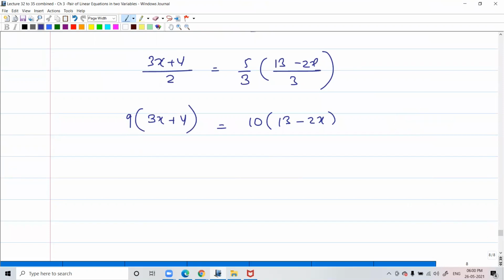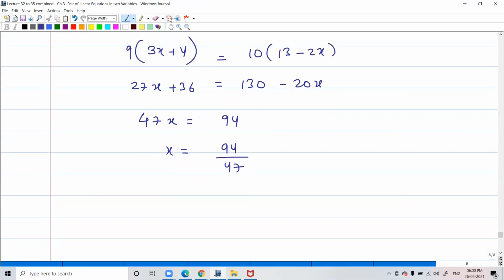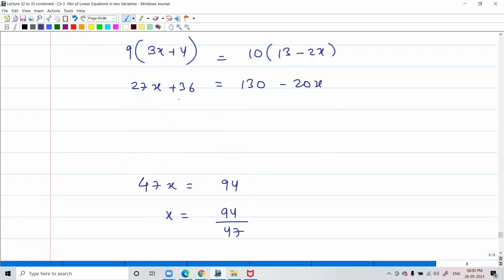So this will become 27x plus 36, 130 and 20x, right? This 20x I will set this side, 36 I can bring to the RHS. So can I write it directly? 47x is equal to 94. Let me not skip any steps just to make sure everyone is there with me. So let me write this step also.